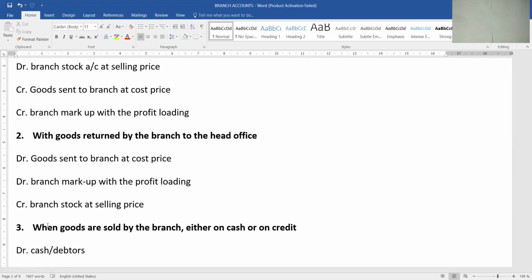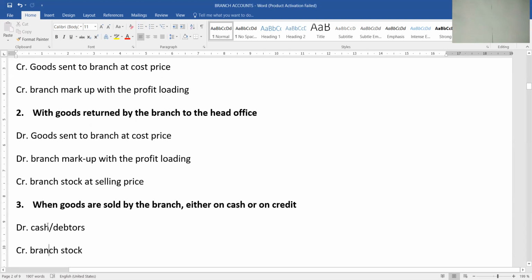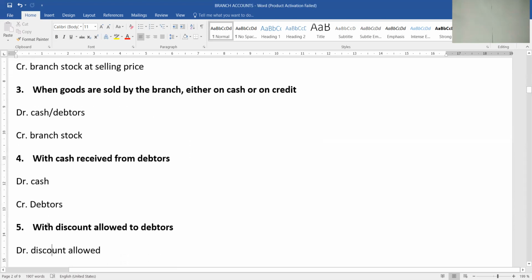Once you understand these entries, the questions on dependent branches will be easy for you. So with goods returned by the branch to the head office, you debit goods sent to branch at cost price, debit branch markup with the profit loading, and credit branch stock at selling price. Then we have when goods are sold by the branch, either on cash or credit. Obviously, they have to debit cash. If it was on credit, they have to debit the debtors account. Then remember that they have sold stock, so they credit branch stock.